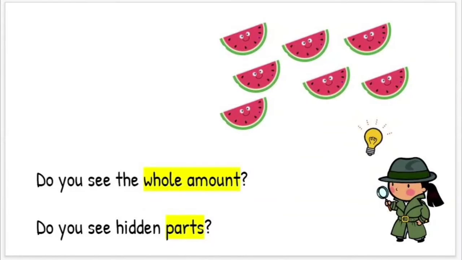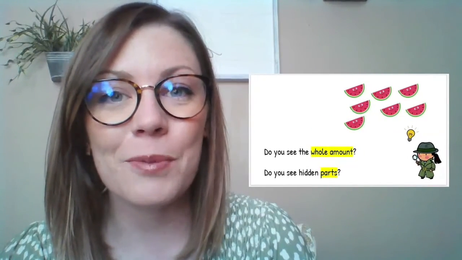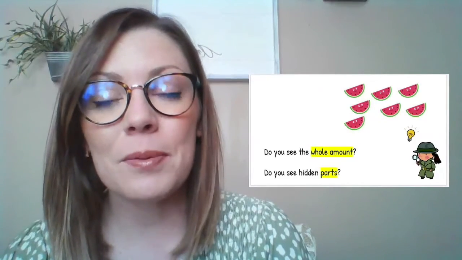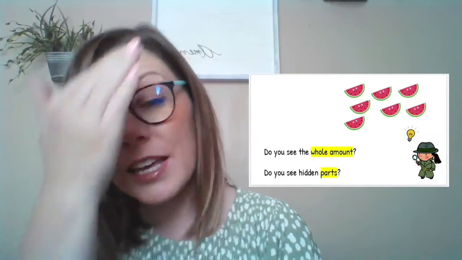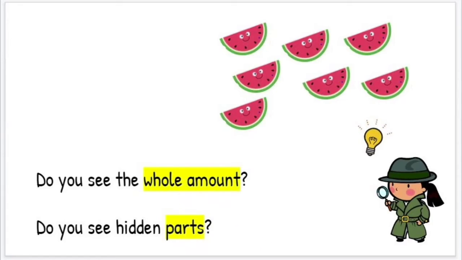Okay, let's take a look at this problem. Do you see a whole amount? Do you see any hidden parts? You know what? I just noticed that I forgot to put in the symbol for materials with piece of paper and pencil. If you want to get the piece of paper and a pencil, that'd be awesome. If you want to just follow along today by answering these problems just by saying them, that's fine too. Feel free to get a piece of paper and a pencil if you want.